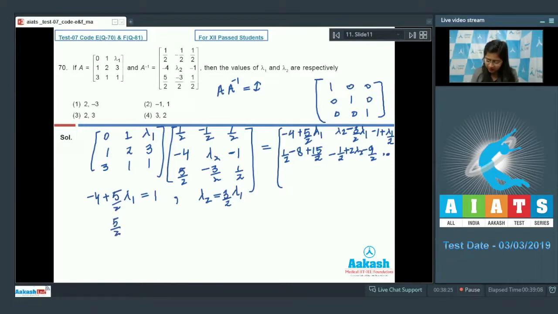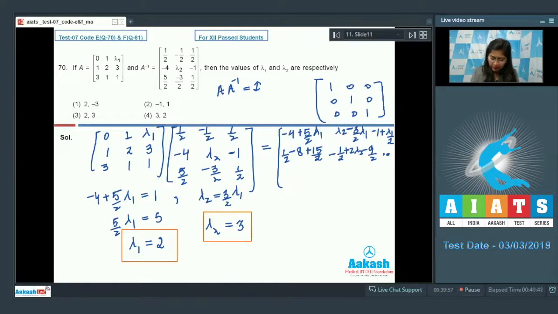So from here we get that 5 by 2 into lambda 1 is equal to 5. So from here we will get that lambda 1 is equal to 2. Now putting the value here, we will get that lambda 2 is equal to 3 by 2 into 2, that is equal to 3. So these are the two values of lambda 1 and lambda 2. So from the given options we can see that the correct answer will be option number 3.